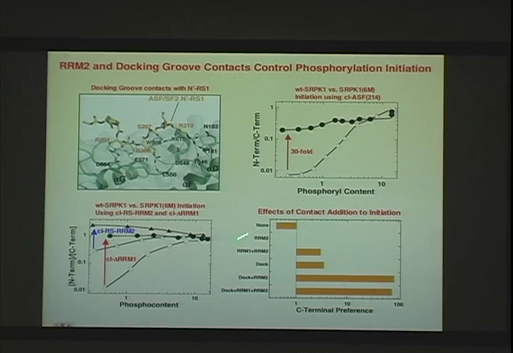We can put RRMs in and start to get some preference for the C-terminus, as shown there. If we don't have any RRMs and we just have a docking groove, well, it has a small preference for going C-terminal. And it's only when we have the docking groove and an RRM that's flanking that RS domain that we actually get this strong preference for going to the C-terminal end of RS1.